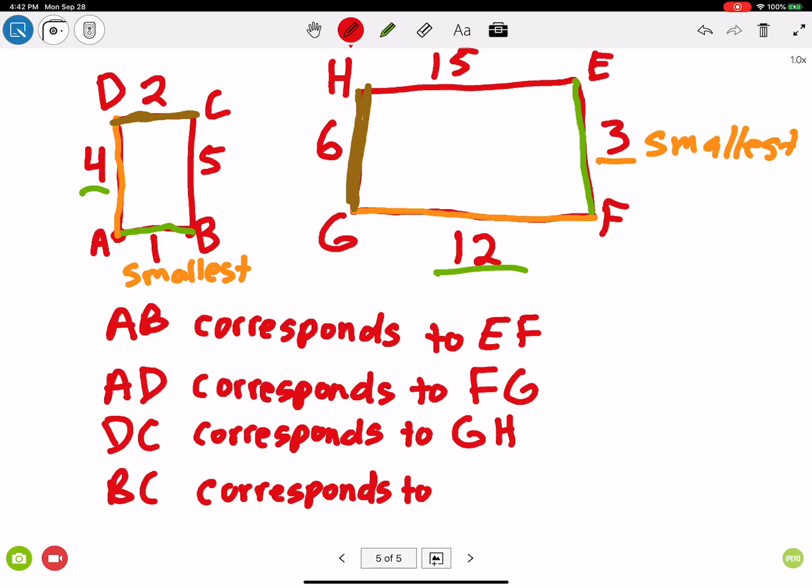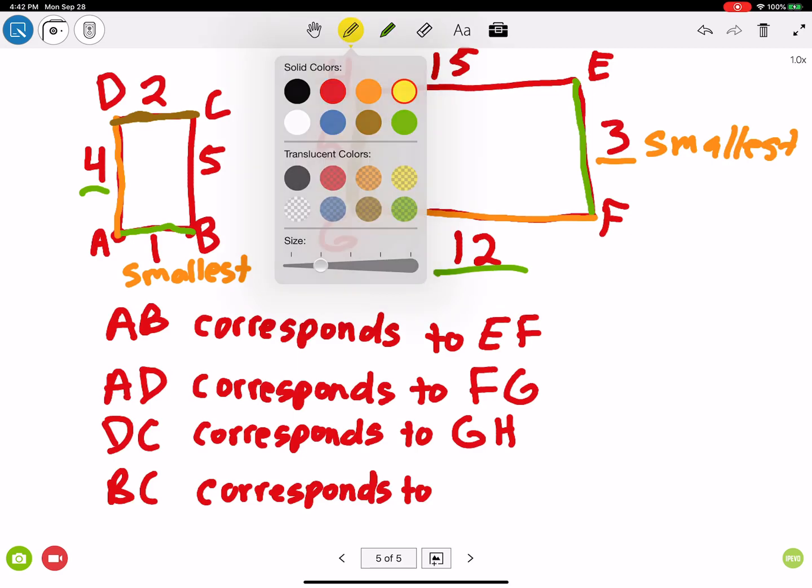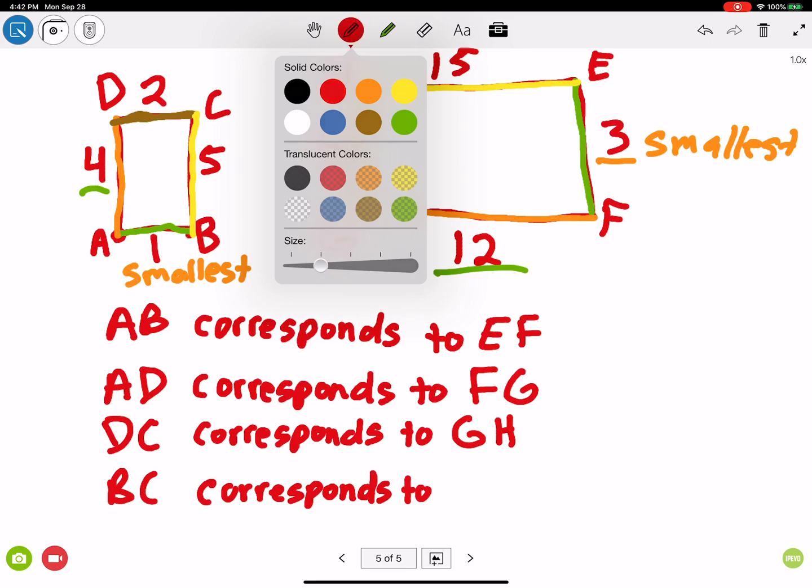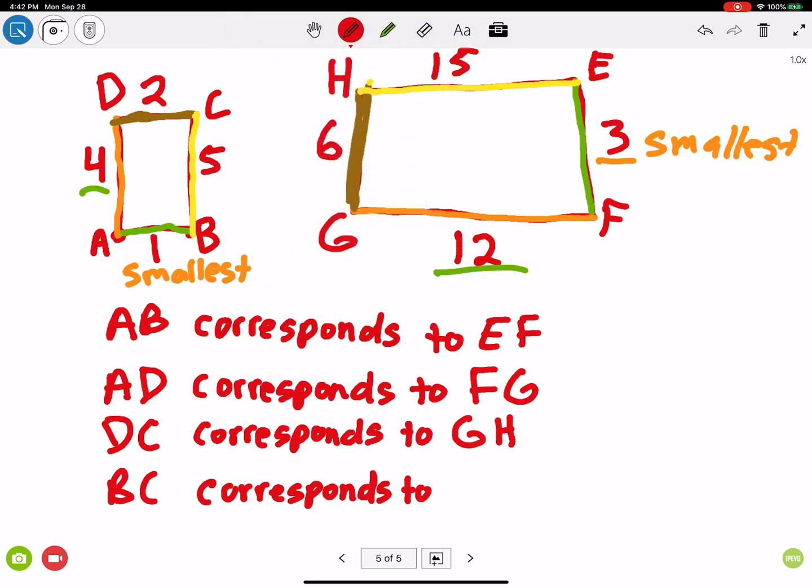And then finally, BC. BC, which is 5, which is my biggest side, corresponds to 15, which is EH. Okay, so those are corresponding sides.